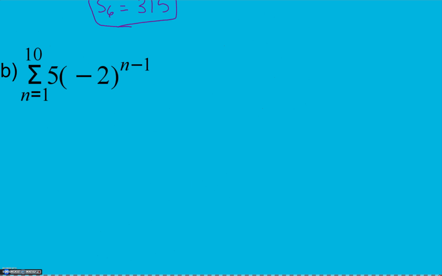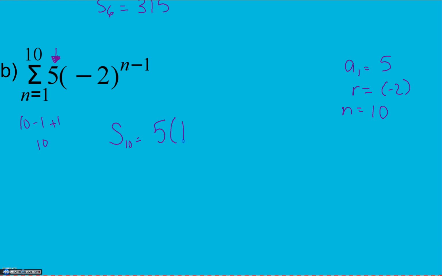For B, same idea here. We're just going to have to find some more of our values. Our first term we know is 5. Our common ratio is going to be negative 2. And our n value is going to be 10 minus 1 plus 1, or just 10. So the sum of the first 10 numbers is going to be 5 times 1 minus negative 2 to the 10th power divided by 1 minus r, which is negative 2.